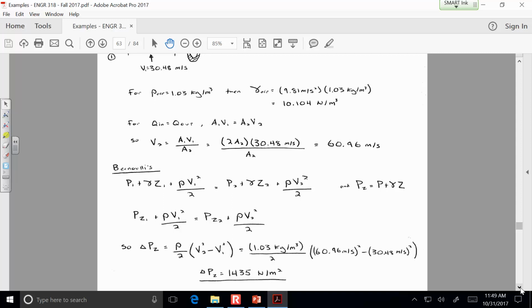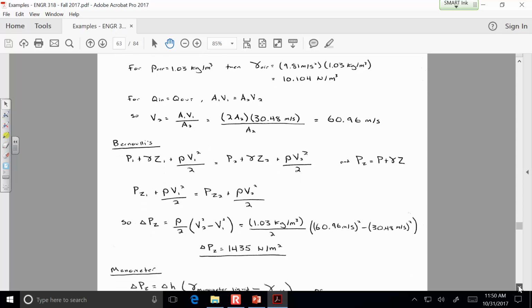So doing this preliminary stuff, we get the velocity at location 2 is double what the velocity at 1 was. So 60.96 meters per second. And then rearranging Bernoulli's equation in terms of P sub z puts delta P_z on the left equal to density divided by 2 multiplied by the difference of the velocity squared. So the change in piezometric pressure is 1435 newtons per meter squared.